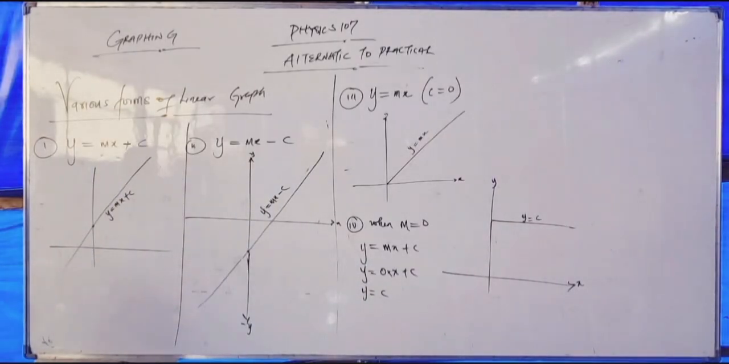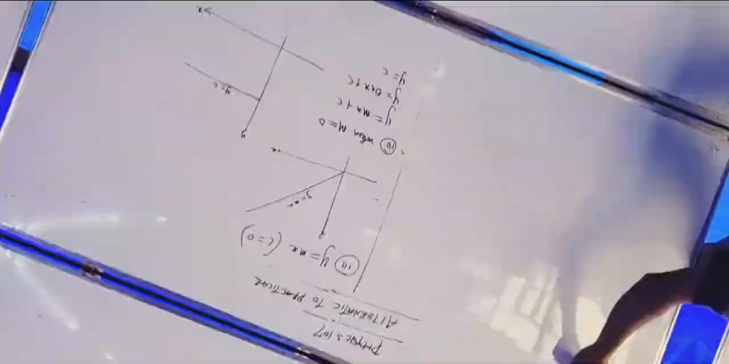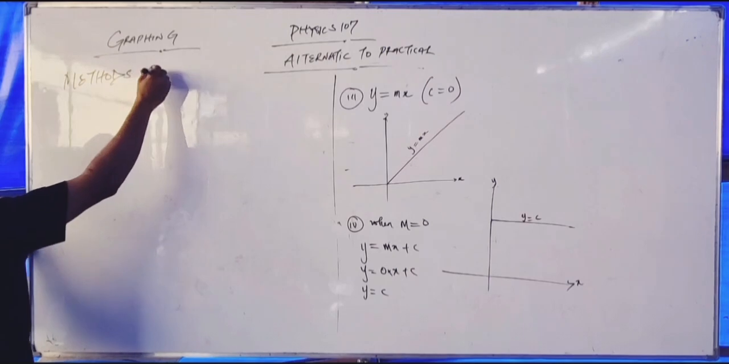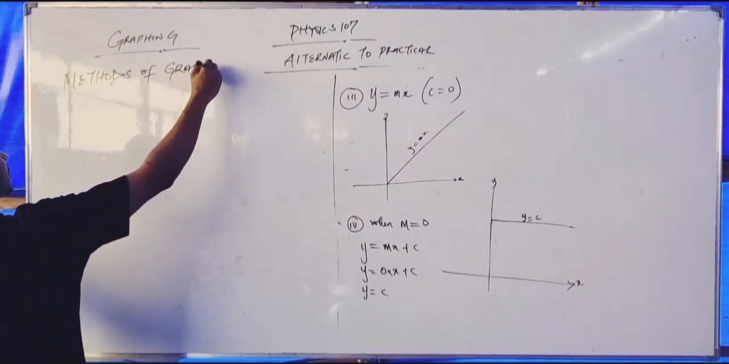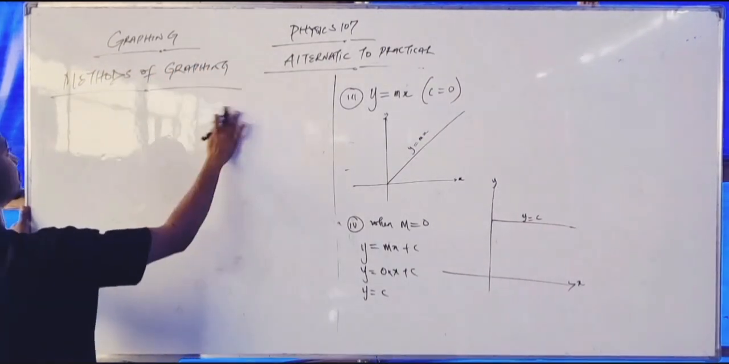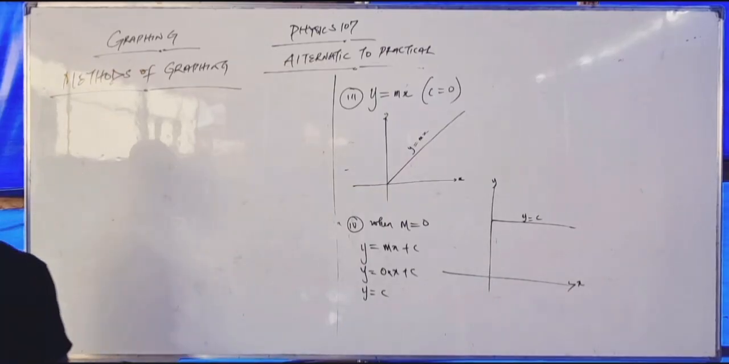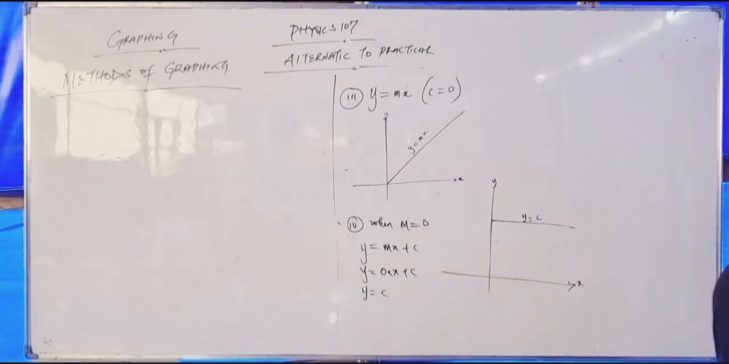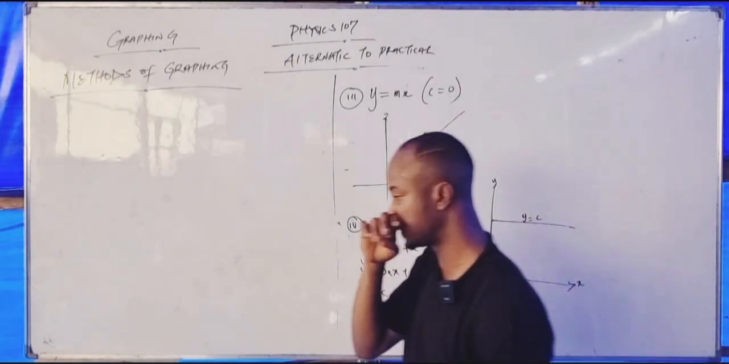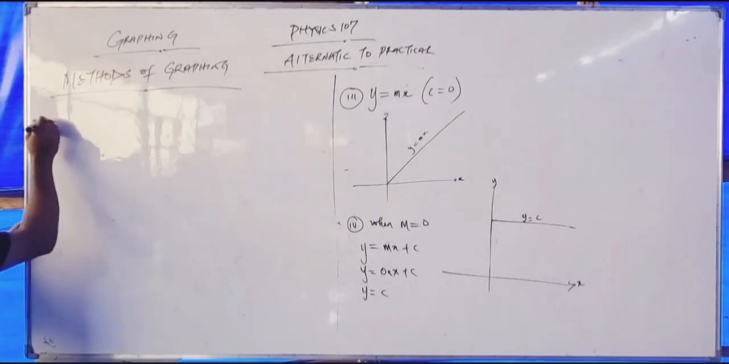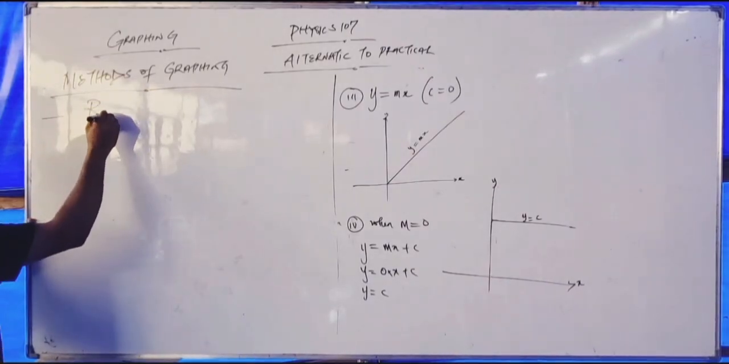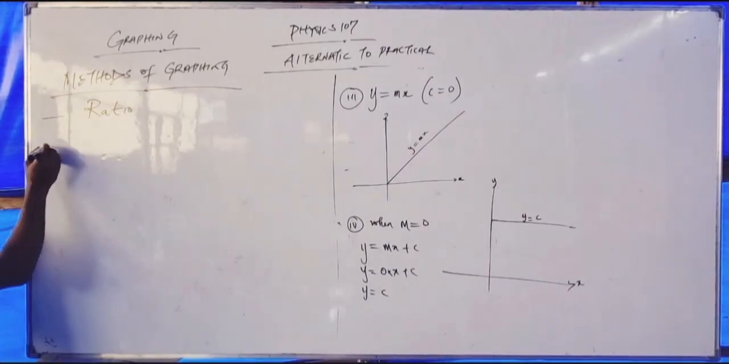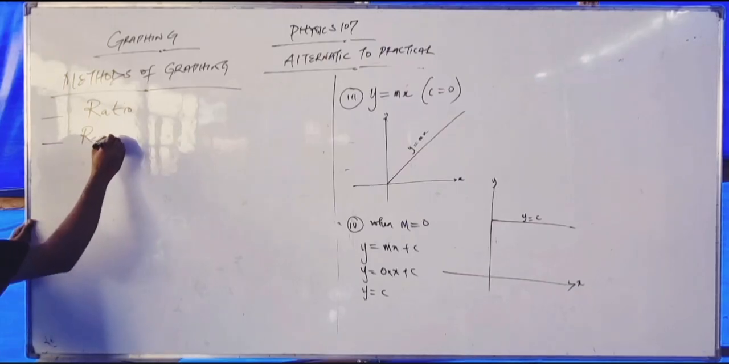Now let's look at graphing, the two methods used in graphing. Then we'll move down to your assignments. Methods of graphing. Please put this down. There are two basic methods of graphing. Number 1 is by ratio. Number 2 is by regression analysis.